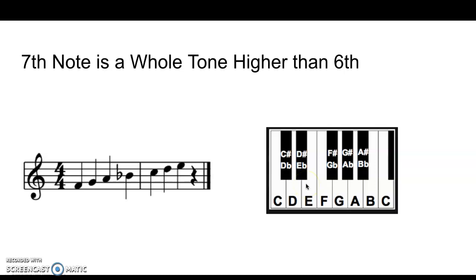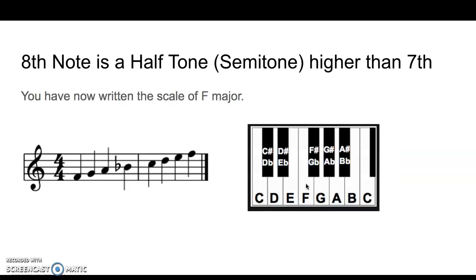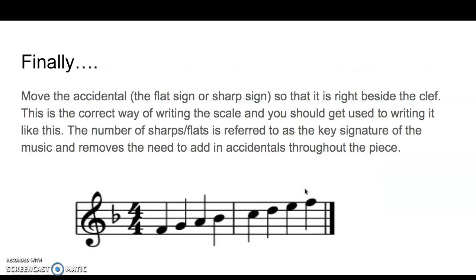And finally, there's only a semitone between the seventh and the eighth note. So E to F. F is the next note there. Okay, we're only going up a half tone. The last note in the major scale will also be the same as the first note.